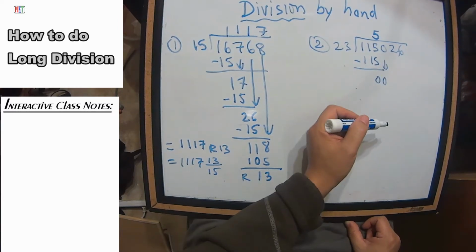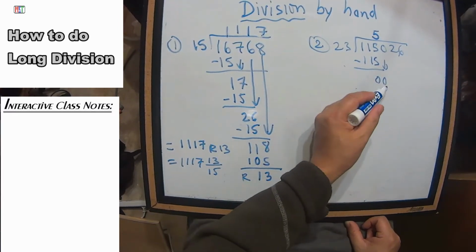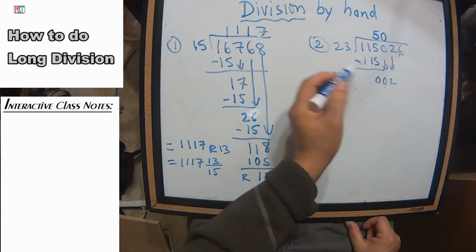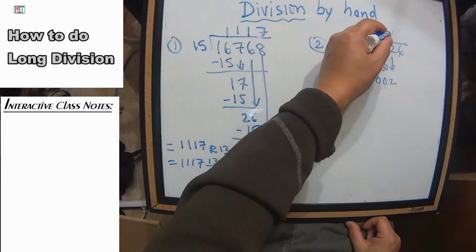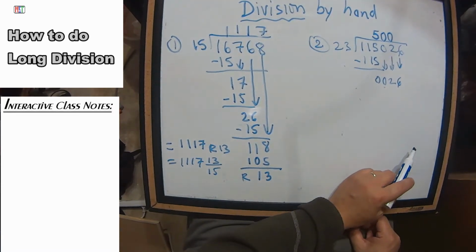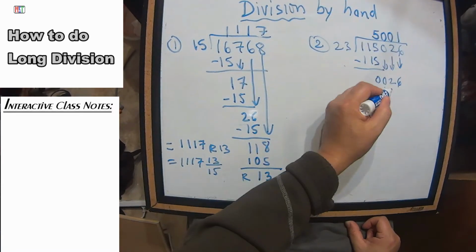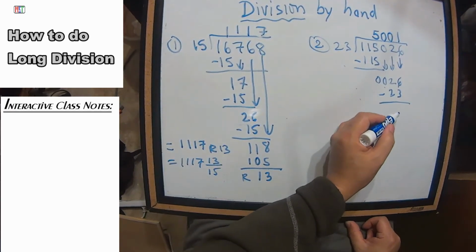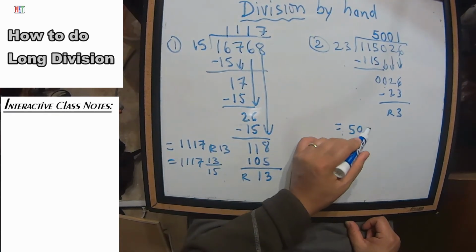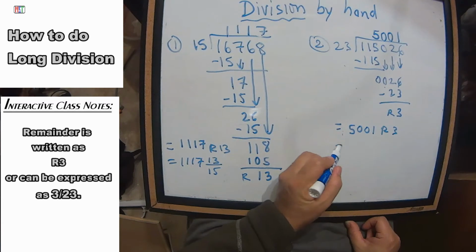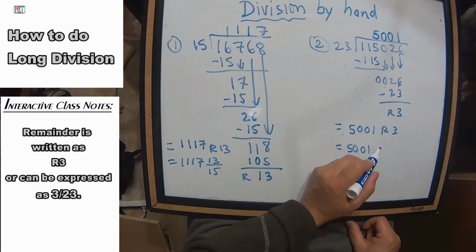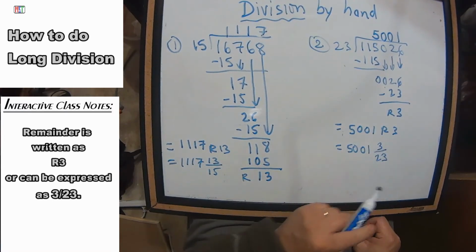Bring down the 0. Okay, can 23 go into this second 0? No. I'm going to put a placeholder there. Bring down the 2. Can 23 go into 2? No. So you put another placeholder there. Can 23 go into 26? The answer is yes. 23 can go into 26 how many times? Once. Okay, so 26 minus 23 gives you 3, remainder 3. So the answer is 5,001 with the remainder 3, or if you want to write it in fractional form, it's 5,001, sorry, with a remainder 3 over 23.